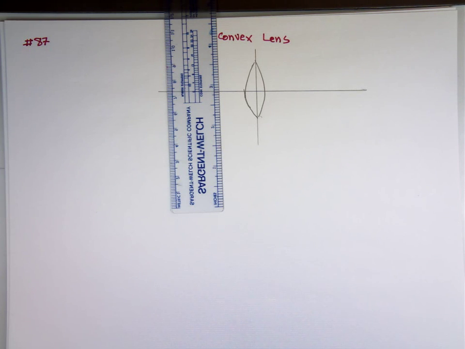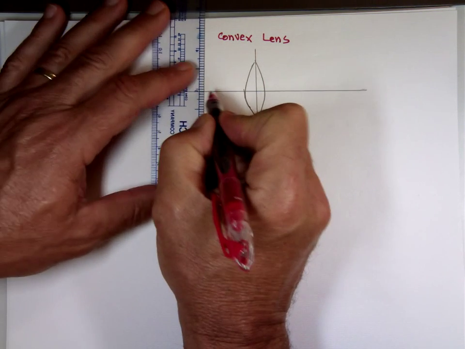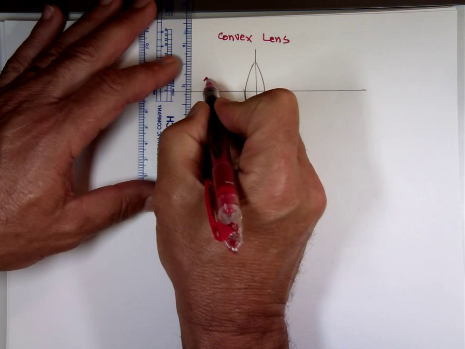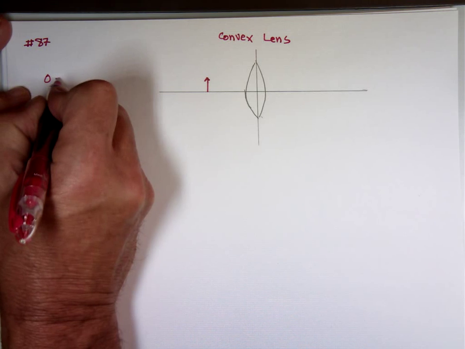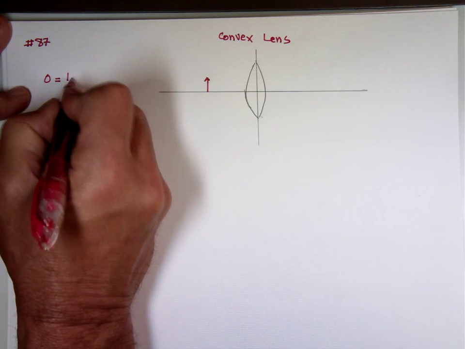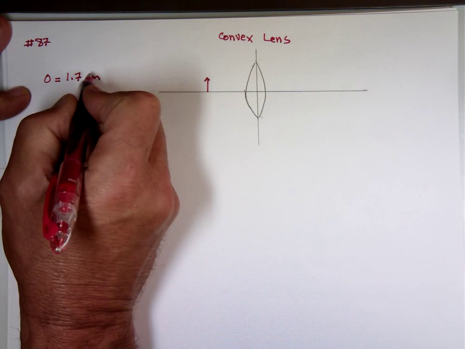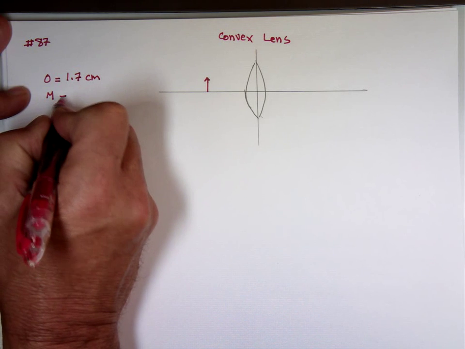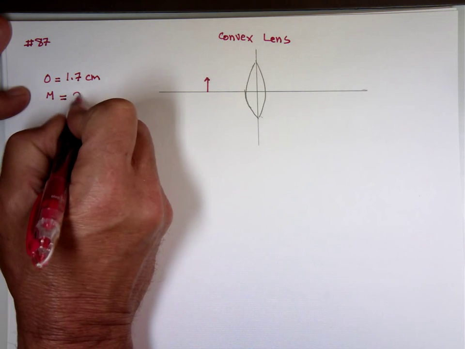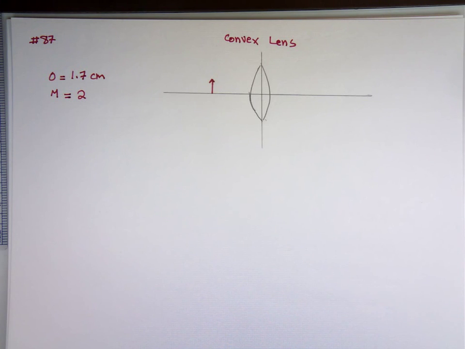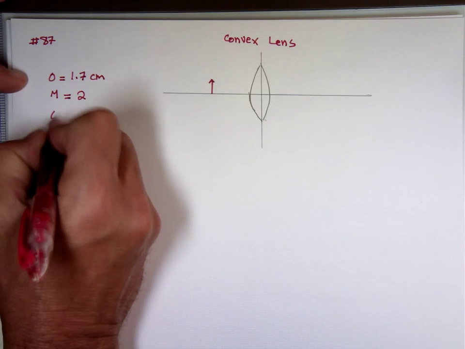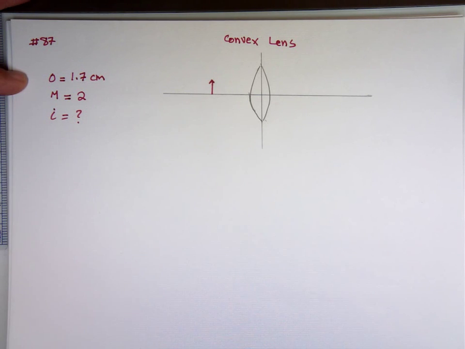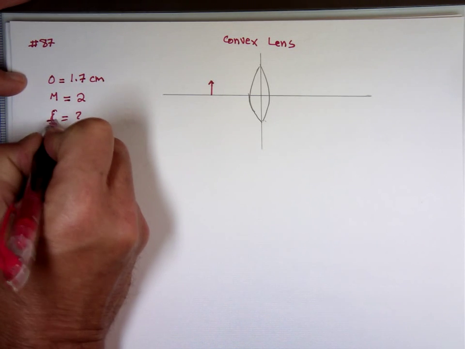Here's what we know. We know the insect was right here. So the object was 1.7 centimeters from the lens, and the magnification appears to be twice the size, 2. We're looking for the focal length. Our focal length. That's what we're looking for.